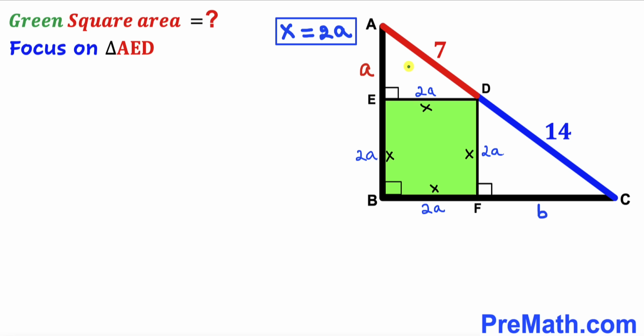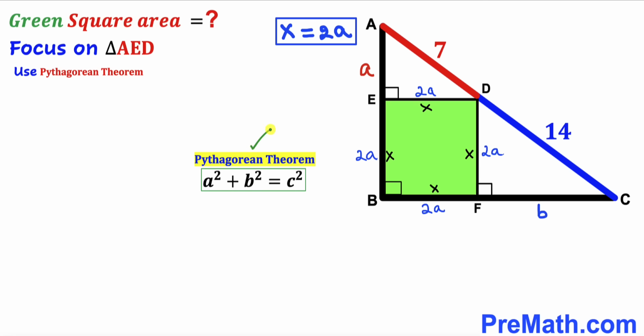And here's our next step. We are going to focus on this right triangle AED and apply the Pythagorean theorem on this triangle. Here's the Pythagorean theorem: a squared plus b squared equals c squared. In our case, our hypotenuse is 7, whereas our two other legs are lowercase a and 2 times lowercase a. Let's fill in the blanks in this formula. So we get a squared plus (2a) squared equals 7 squared.